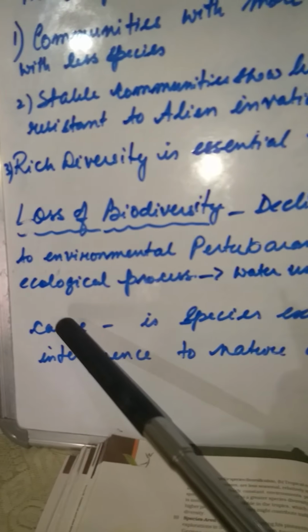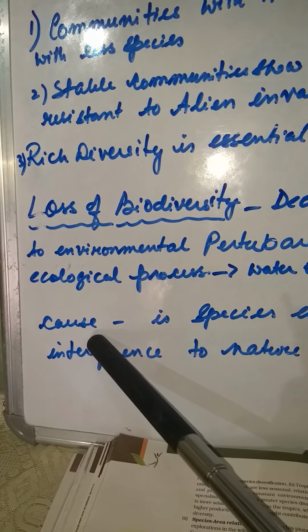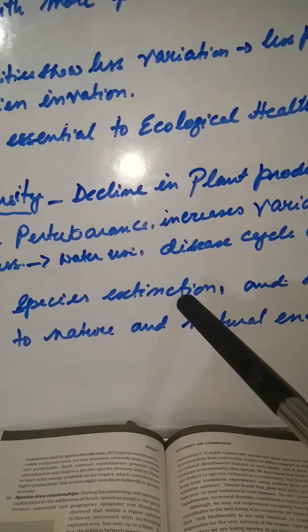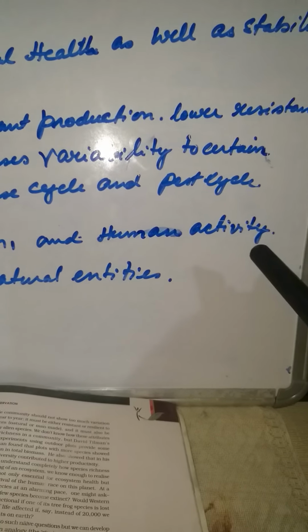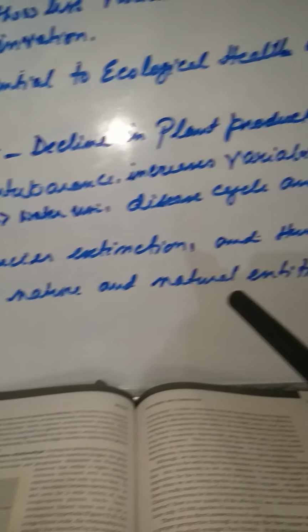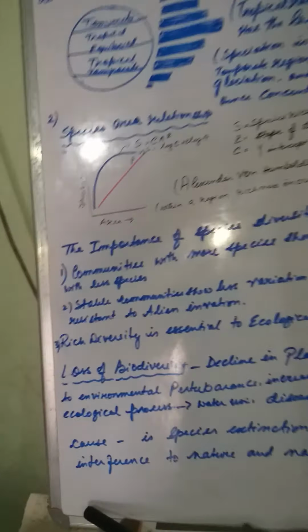Another cause, apart from environmental causes: loss of biodiversity causes extinction of species. This extinction of species may be either environmental, or due to human activity, or interference of human beings in nature, and natural entities may also cause the loss of biodiversity. Clear?